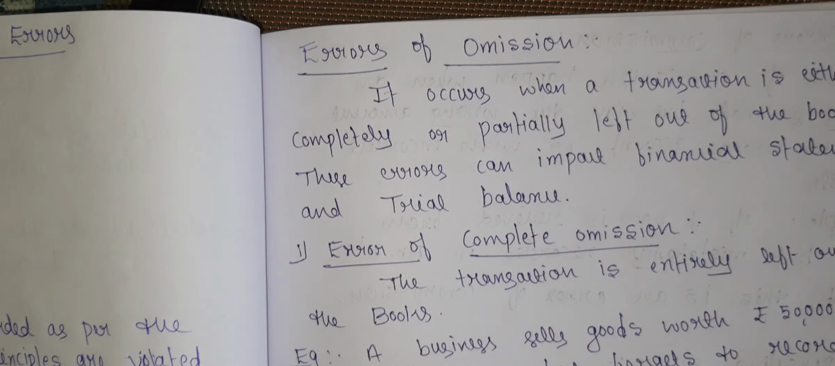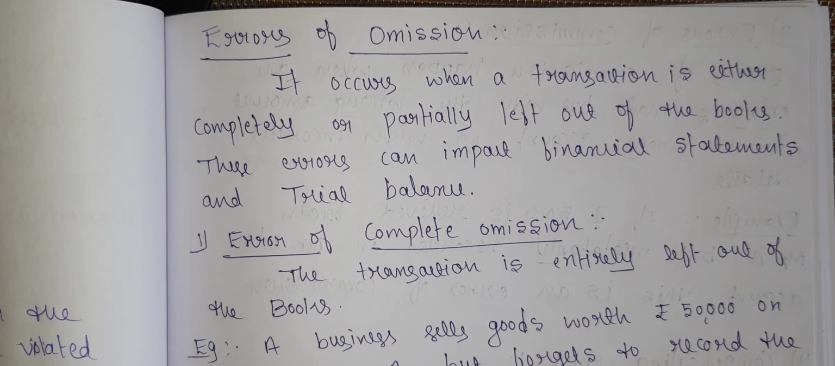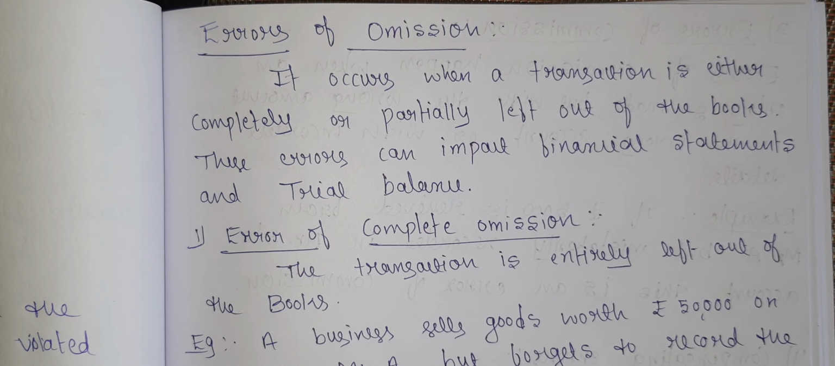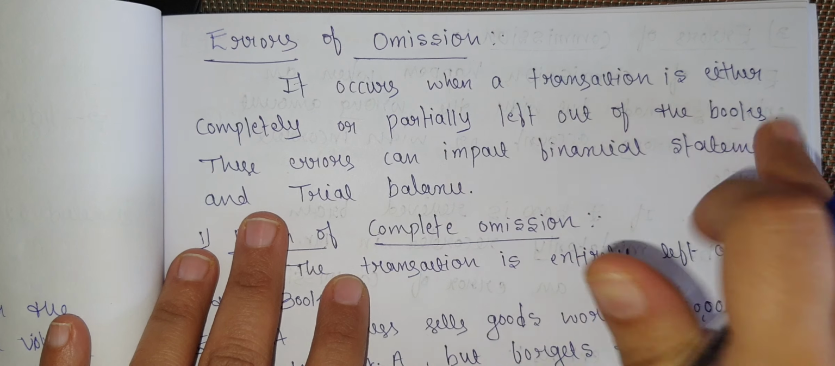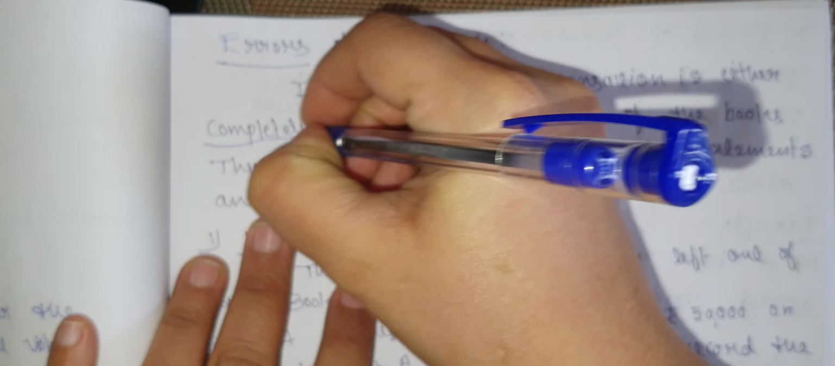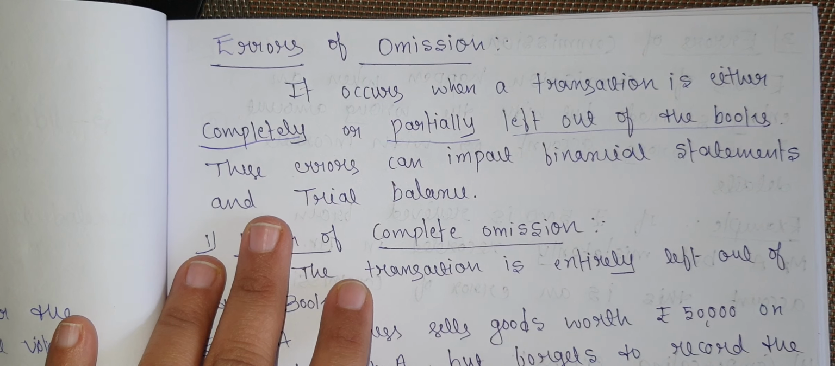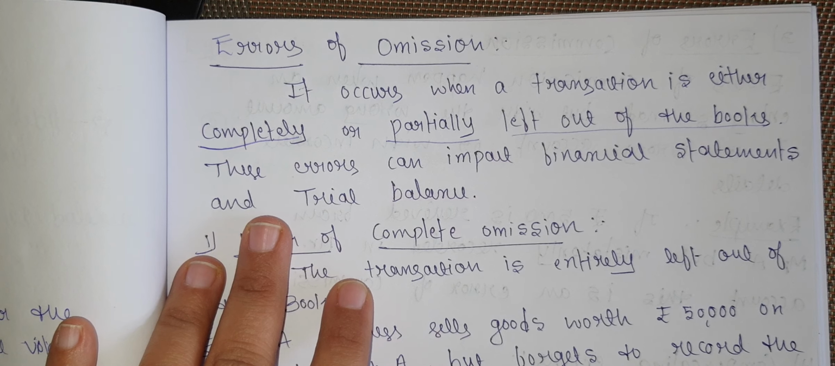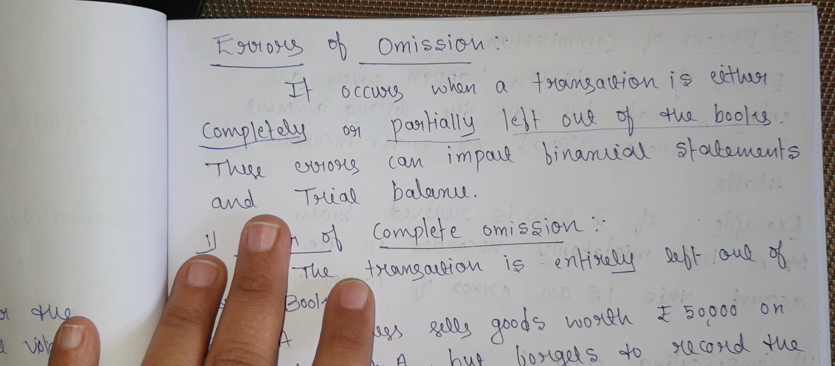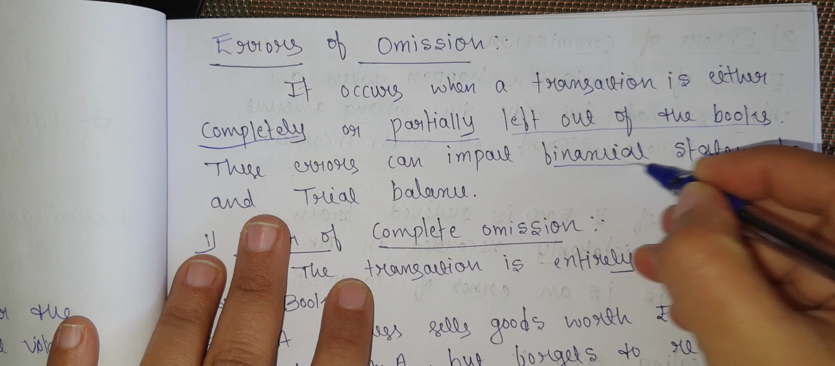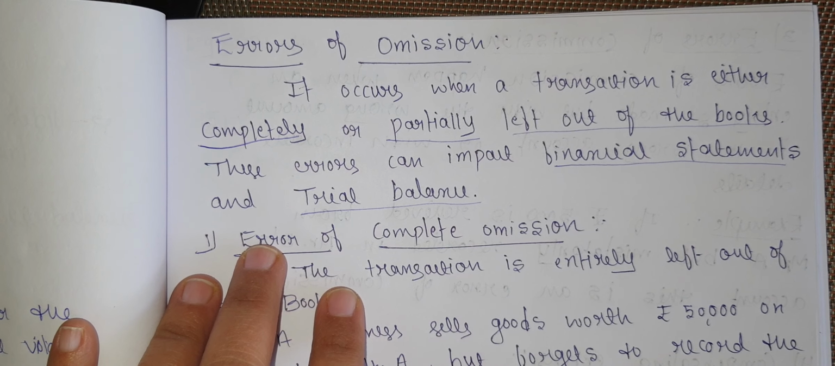Errors of omission. What does it mean? It occurs when a transaction is either completely or partially left out of the books. So errors of omission occur when a transaction is either completely or partially left out of the books. These errors can impact financial statements as well as the trial balance. Fine, this is the errors of omission.